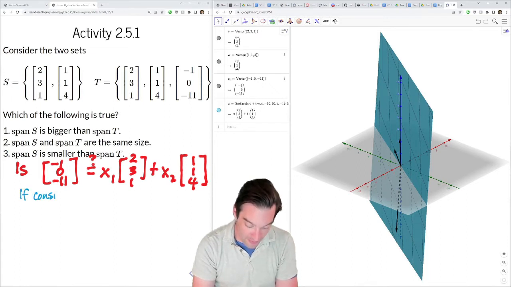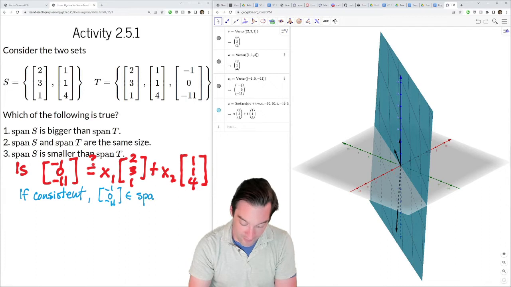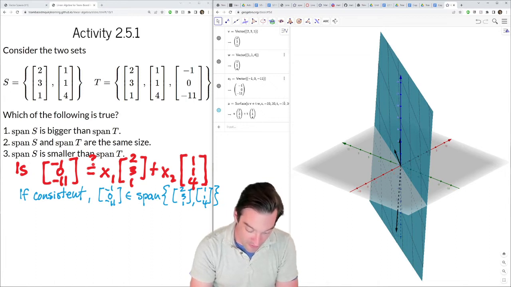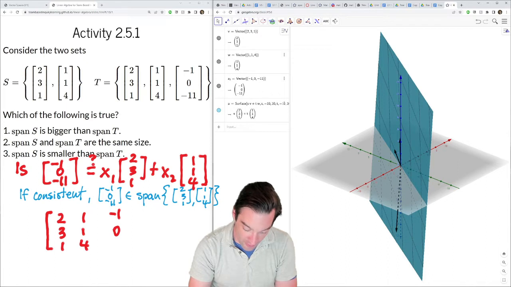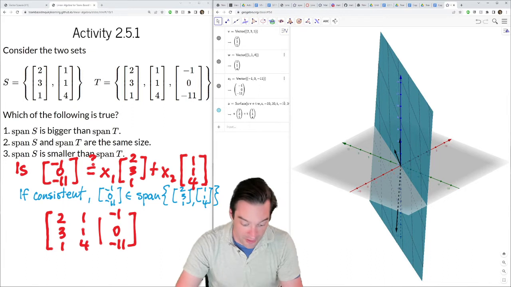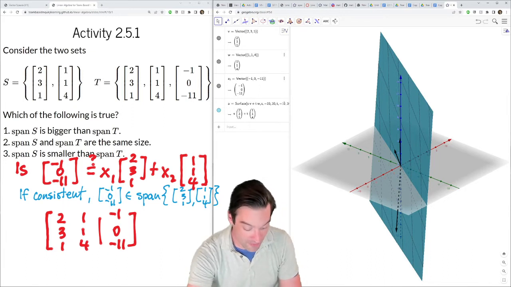So if consistent, then -1, 0, -11 belongs to the span of these vectors. And if not, then it doesn't. And as you said a minute ago, our tool for actually answering this question is to convert this vector equation into an augmented matrix. 2, 3, 1, 1, 1, 4. And then on the right-hand side, -1, 0, -11. And then we have to go in and find the reduced row echelon form of that thing.